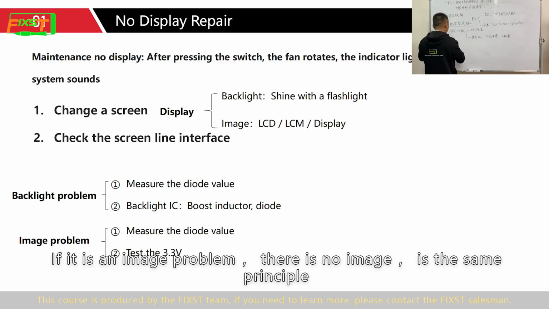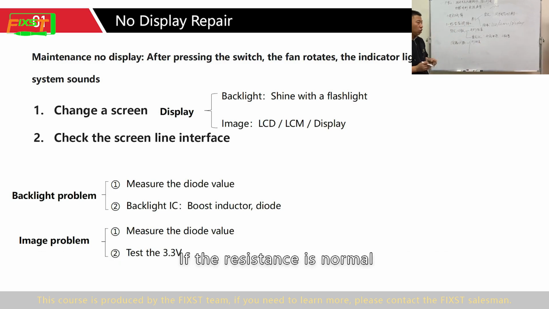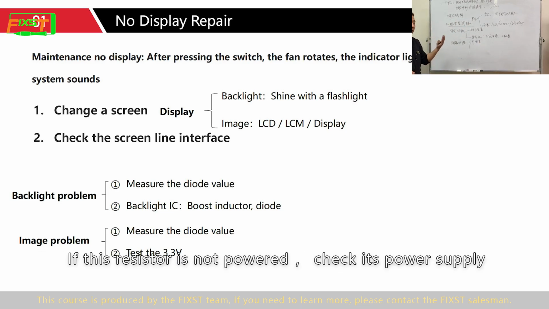If it is an image problem, where there is no image, it's the same principle. To judge whether the problem is caused by the image, we should measure the diode value first. If the resistance is normal, and if this resistor is not powered, check its power supply.